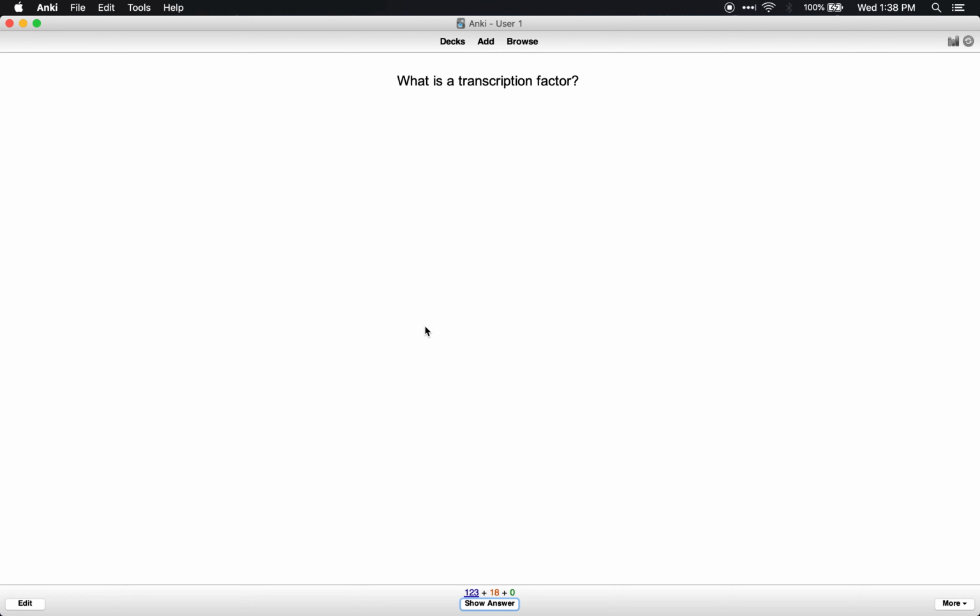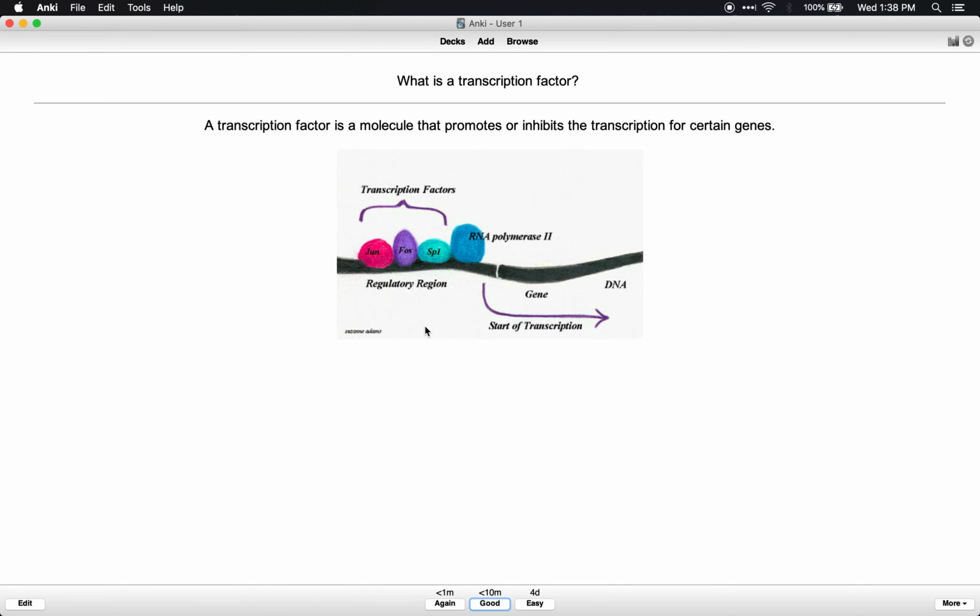Transcription factor. These are proteins, or any molecule actually, that assist in production of RNA.